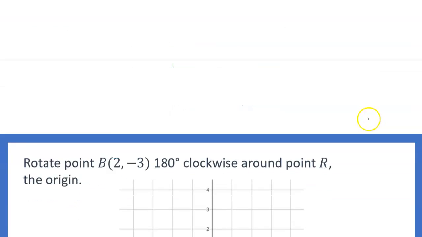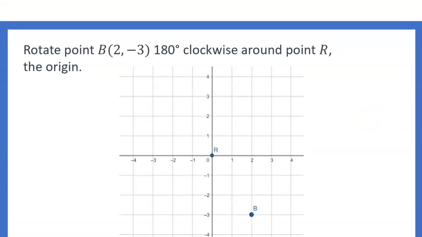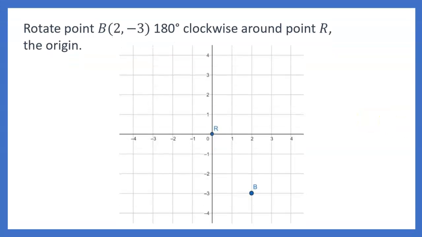Let's try another one. Rotate point B, negative 2, 3, 180 degrees clockwise around point R, the origin. So we need to ask ourselves, which direction? How many quadrants? What is the center? Pause the video, give that one a try, come back, see if we get the same answer.